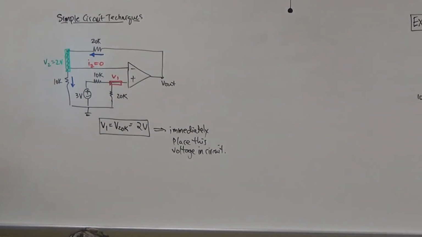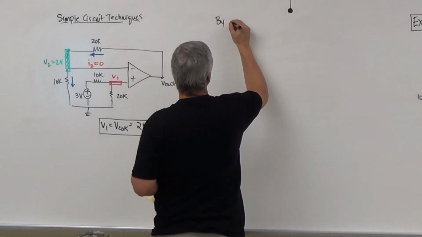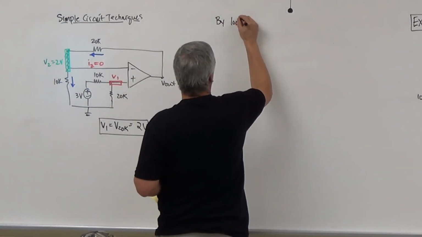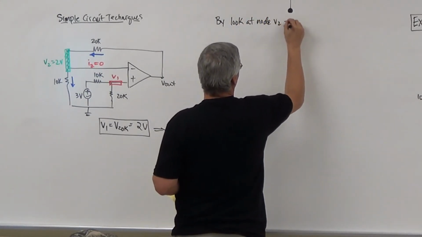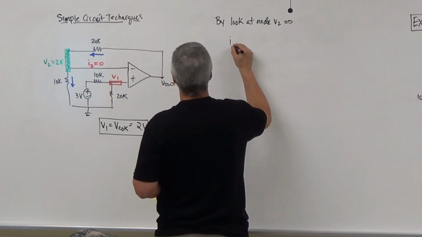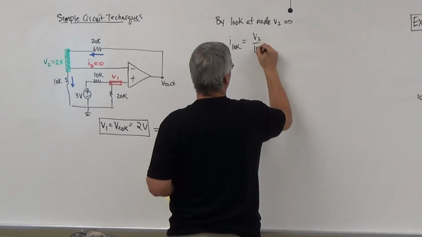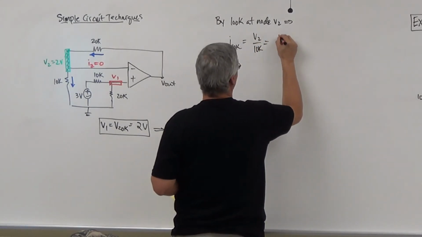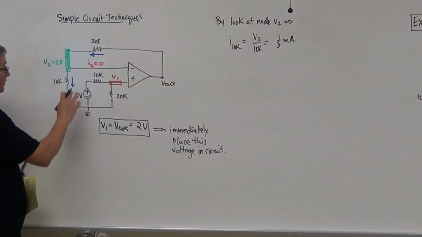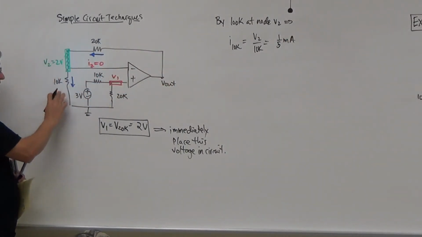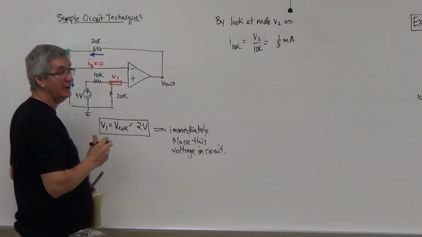So by inspection, looking at node V2, we immediately see that the current through the 10K must be V2 divided by 10K. So as we can see here, this will be 1/5 of a milliamp. Right? So I know that this is 2 volts, this is a 10K resistor, so I know what that is. And then all I'm going to do here is apply Ohm's law again.